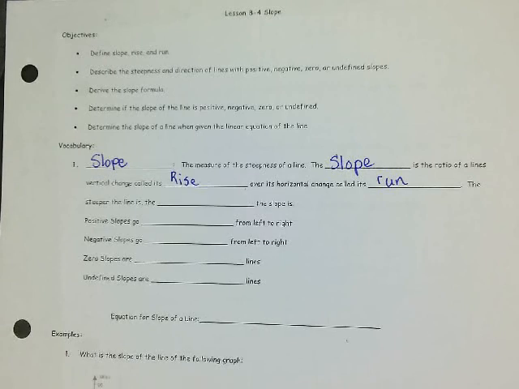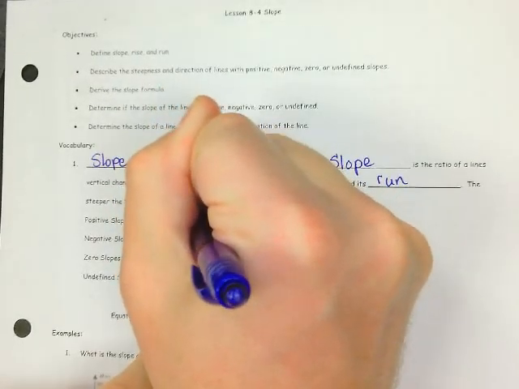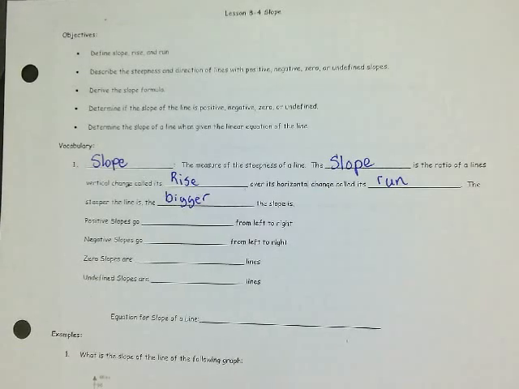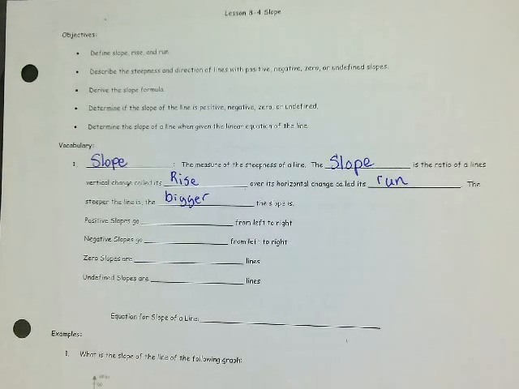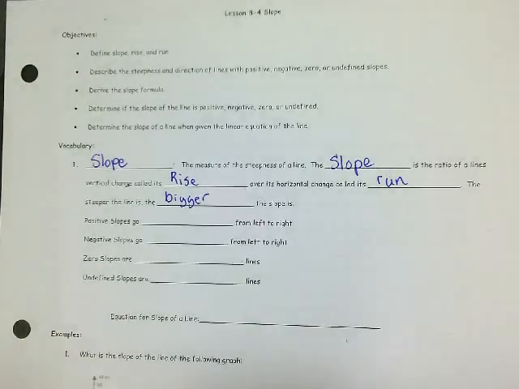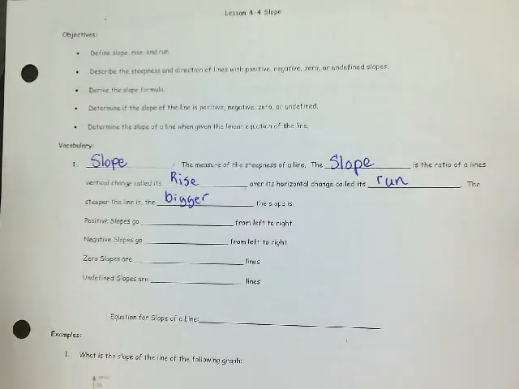Now, let's think about this. The steeper a line is, the bigger the slope is. So what do you think is going to have a steeper slope? Something with a slope of 2 or something with a slope of 8? What's going to have a steeper slope? 8, right? But let me flip the script a little bit.